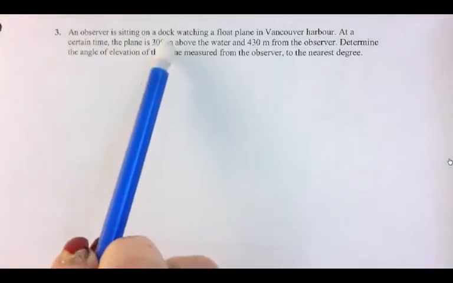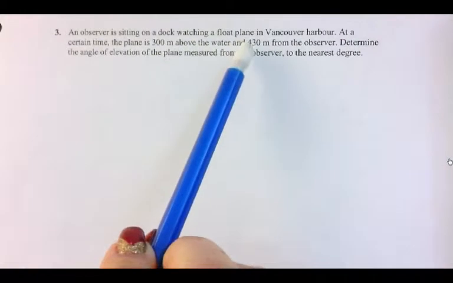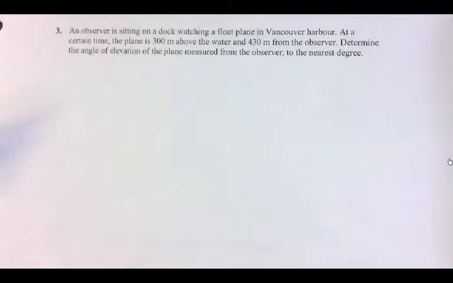So an observer is sitting on a dock watching a float plane in Vancouver Harbor. At a certain time, the plane is 300 meters above the water and 430 meters from the observer. Determine the angle of elevation of the plane measured from the observer to the nearest degree. Okay, so a lot of info, right?